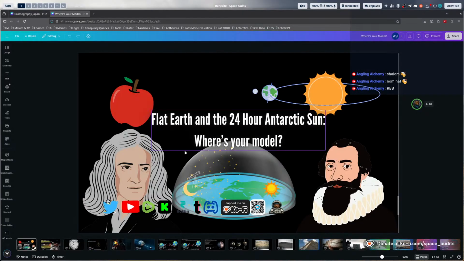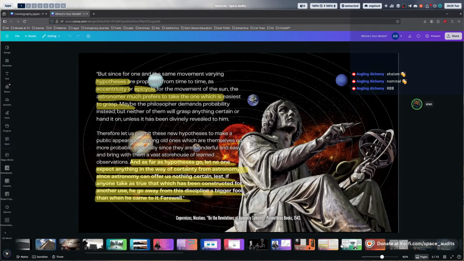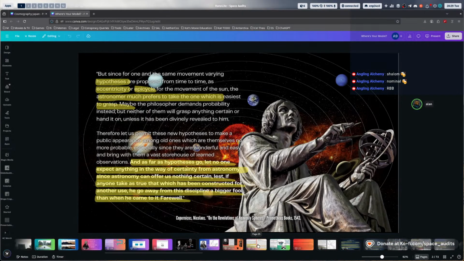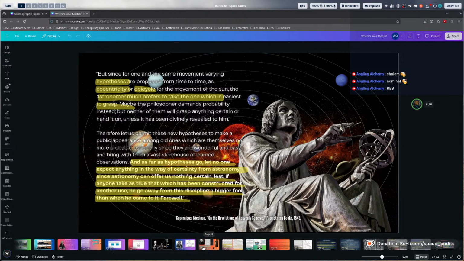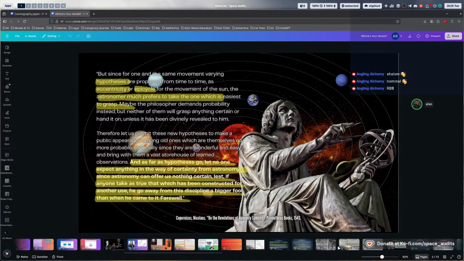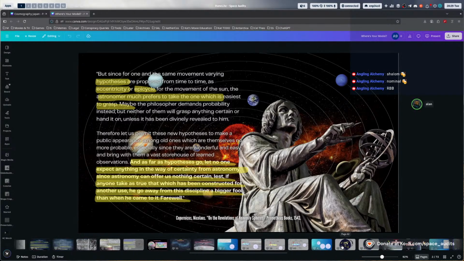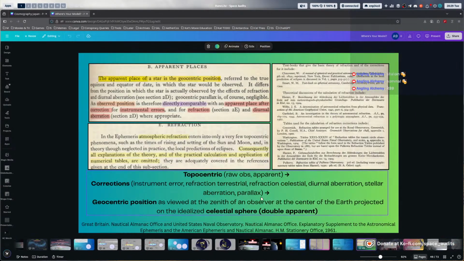And then one other thing I wanted to define was geocentric coordinates, because this is the backbone of everything, like the almanac, Stellarium, celestial navigation. Everything you ever want to reference comes from this right here. And this is from the Explanatory Supplement to the Astronomical Ephemeris and the American Ephemeris and the Nautical Almanac.